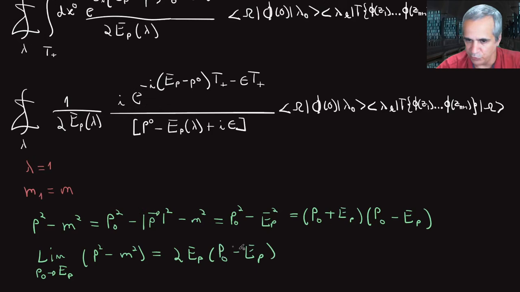So I can rewrite what I have here. I have 2E_p times (p0 minus E_p) as p squared minus m squared. Of course, I have another term here, which is 2E_p times i epsilon. I can call this just epsilon prime. It's still a small positive number, but I'll call it just epsilon.